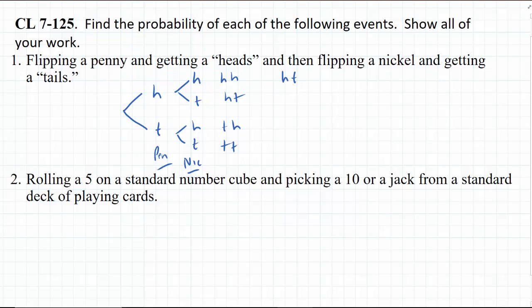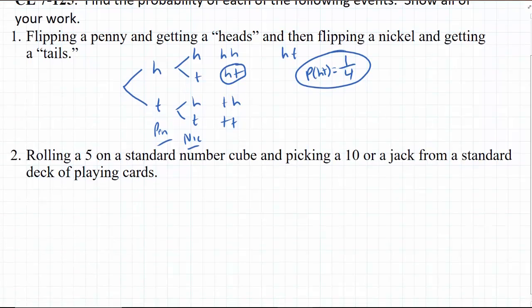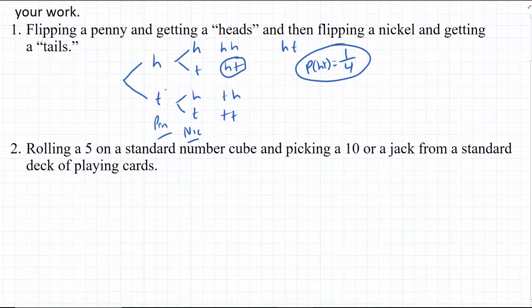Okay, so we need the heads, tails, and there's only one combination like that, and out of 4 possible outcomes, so the probability is 1/4. Okay, that's kind of showing our work with the tree. Let's actually just use arithmetic now.